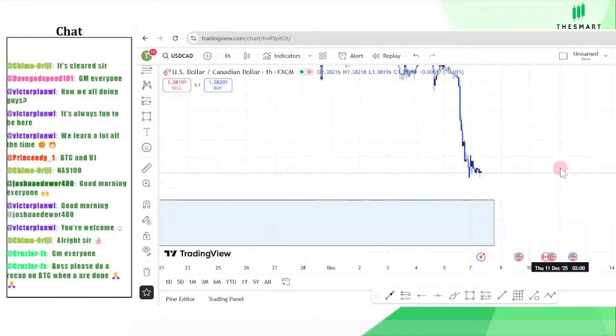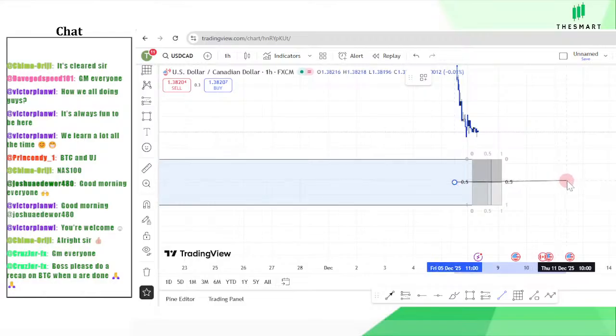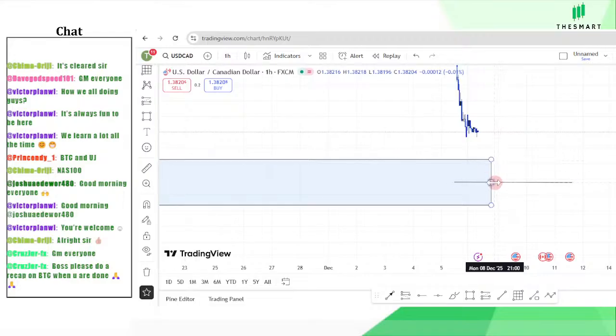If we get a confirmation on this, the confirmation I'll be looking for on this particular one is that I want to see price go 50% into this, at least more than 50%. So let me use my box. This is what I want to see. At least price should go 50% into this zone. If this price doesn't go 50% into this zone, then there's a question mark.